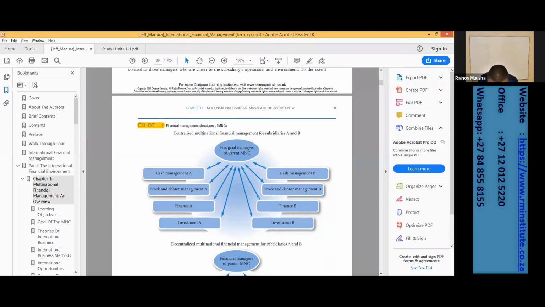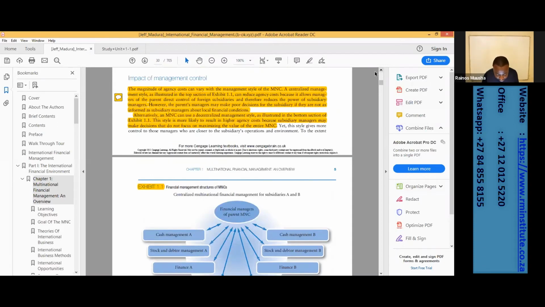But at the same time, there is also an issue where the manager who's making decisions in the parent company might make a blanket decision which might not necessarily suit these different subsidiaries, because remember, they are also going to be affected by economic issues and economic factors which are not necessarily going to be the same.